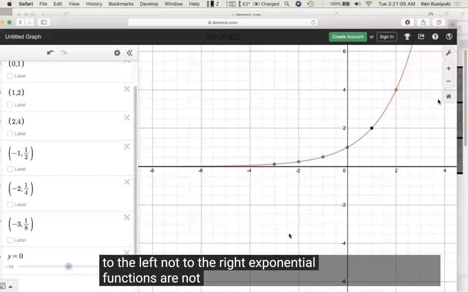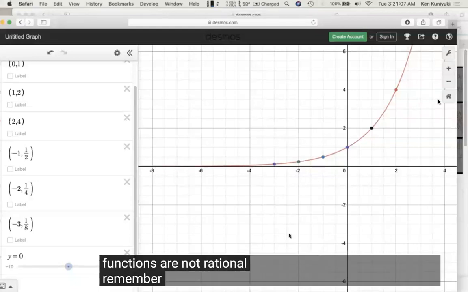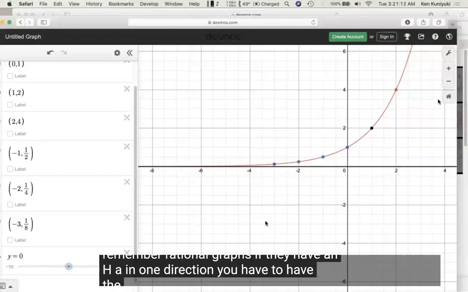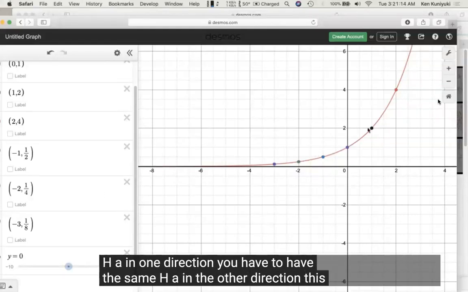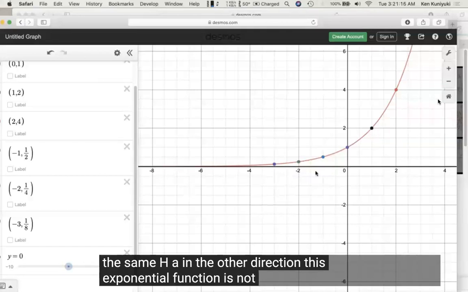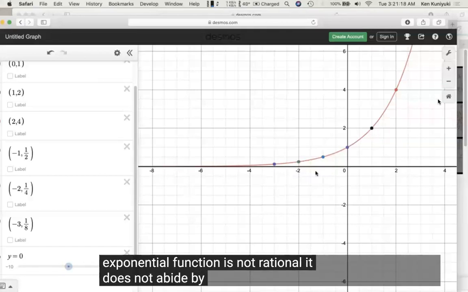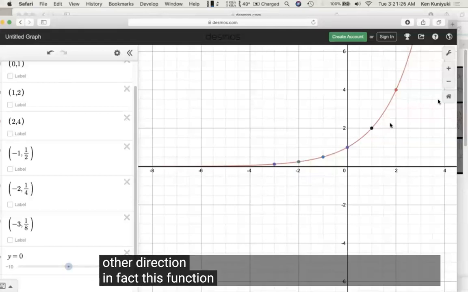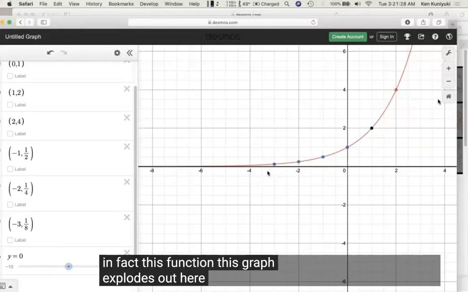Exponential functions are not rational. Remember, rational graphs, if they have an HA in one direction, you have to have the same HA in the other direction. This exponential function is not rational. It does not abide by those rules. It can have an HA in one direction, but it's an HA that's not relevant in the other direction. In fact, this graph explodes out here.